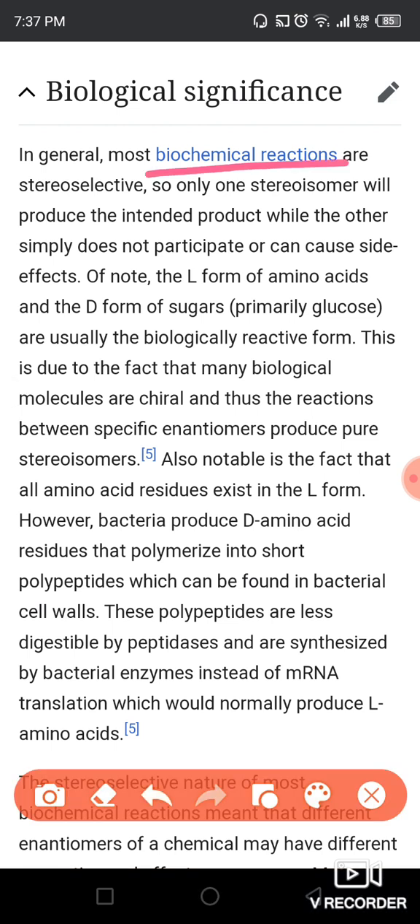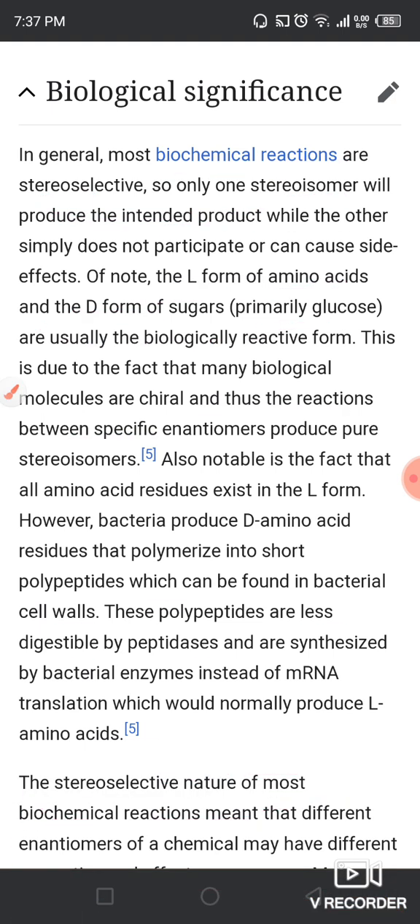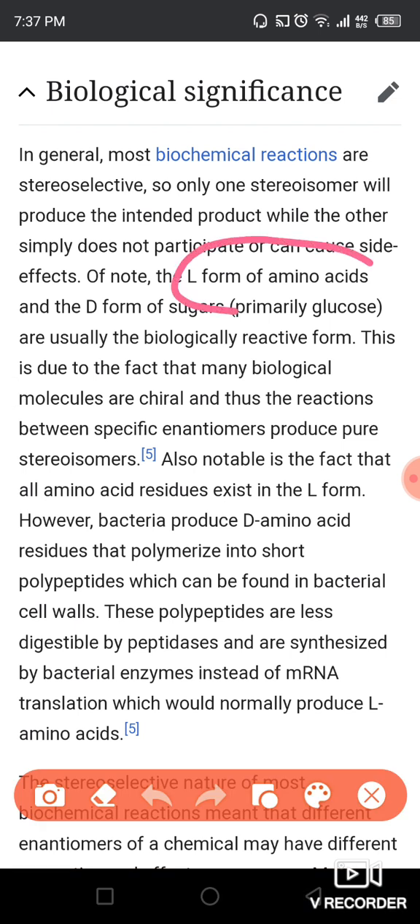Most of the biochemical reactions are stereoselective, so only one stereoisomer will produce the intended product while the other simply does not participate or causes side effects. So of note, the L form of amino acids and the D form of glucose are the biologically reactive forms, and they are used in a lot of things. Whenever you see amino acids, the most important thing you have to mention is that in our bodies all the amino acids which are present are in the L form. So this is very important for us.